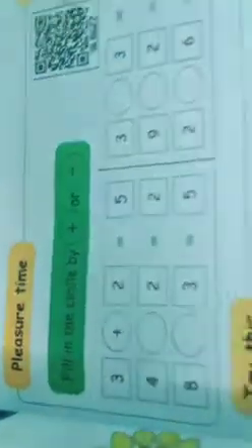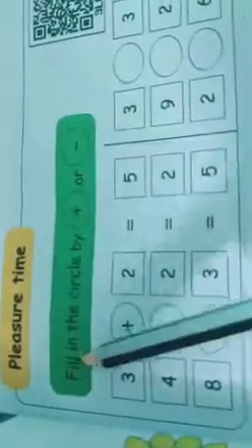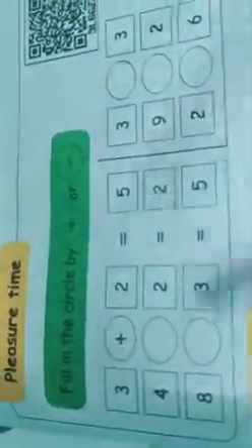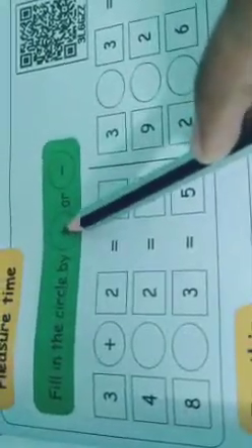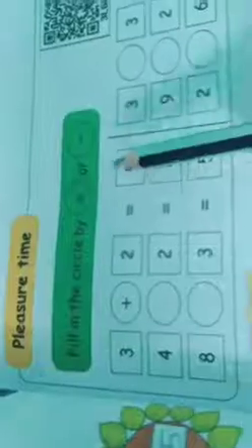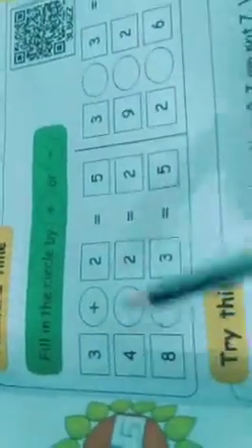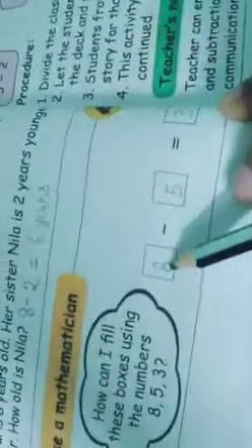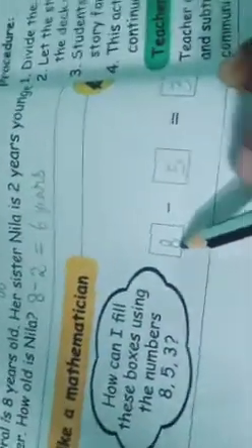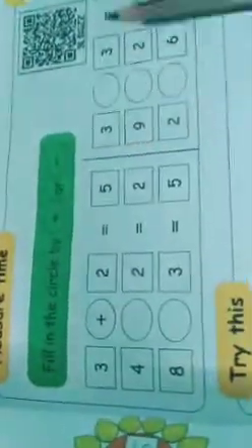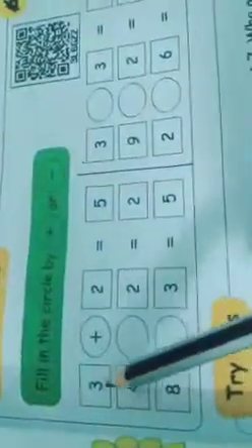Okay, now the next page, number 47. Pleasure time. Fill in the circle, plus or minus. In the circle there is only what? They are giving the option plus or minus. The first one they are already giving. This is very simple. I already said that in the before page. That means the first number in subtraction should be the biggest number, isn't it? Use the same method here. I am saying one trick. In the question, if the last box has the biggest number, the answer is plus.